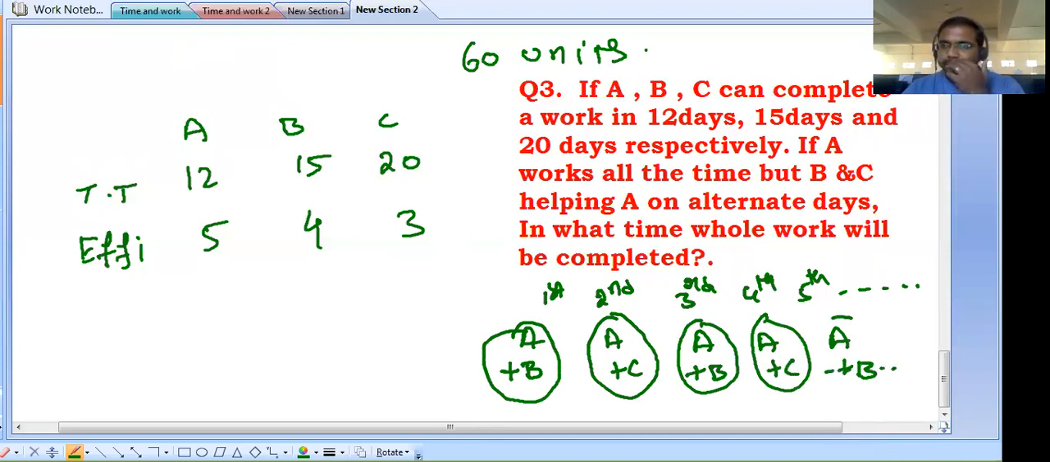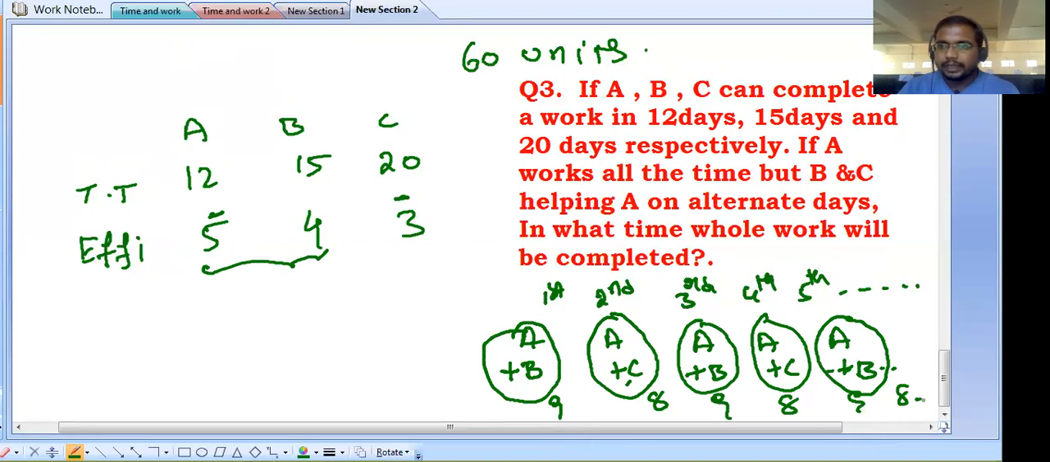If you observe this, A and B complete 9 units, because A and B together complete 5 plus 4, 9. Next, A and C together, 5 and 3, 8 units. 9, 8, 9, 8, and so on. Observe, 17 units are completed in 2 days.